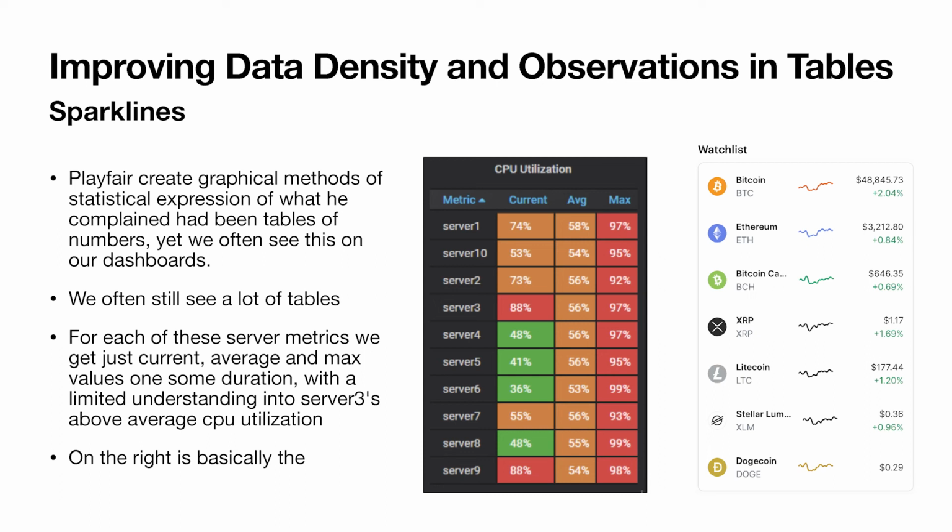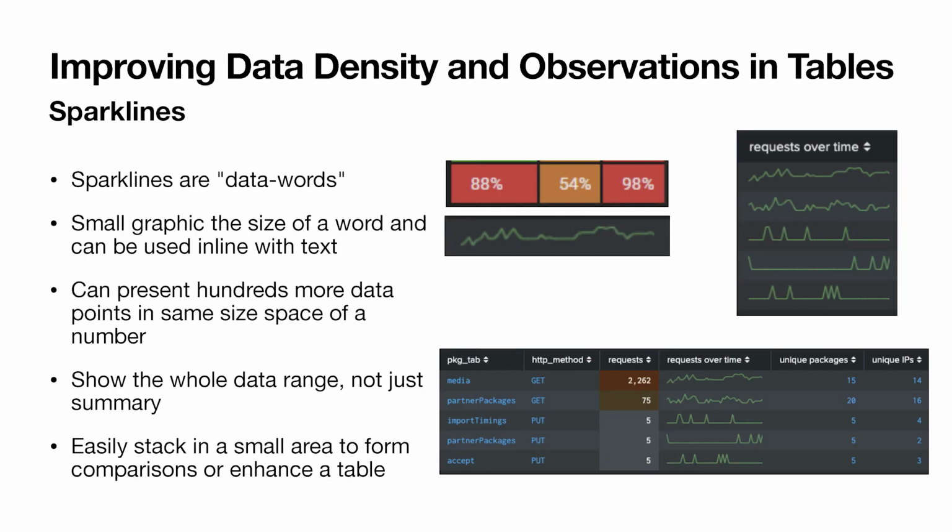You can see here a slightly different version of a similar type of table does the same thing, but it uses something called a sparkline. Sparklines are data words. They're designed to be the size of a word so that you can include them inside text and other graphics. You can present hundreds more data points in the same size spot as a number. So here we had the numbers, our min, our current, our average, and our max, but we get a much better picture just by showing that sparkline. And you can stack them up to do nice comparisons, and then include them in your tables.